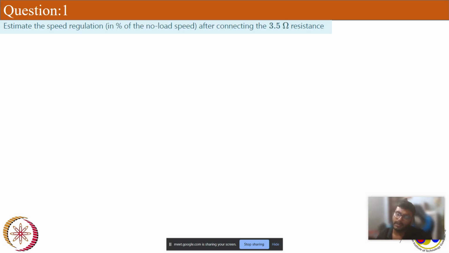If you want it in percentage of x only, the initial speed, it is x minus y divided by x multiplied by 100. That is nothing but percentage regulation. Now in this question, if you read it, we have to estimate the speed regulation in percentage of the no load speed. So we have to see how my no load speeds vary in both cases, before and after connecting the 3.5 ohm resistance.